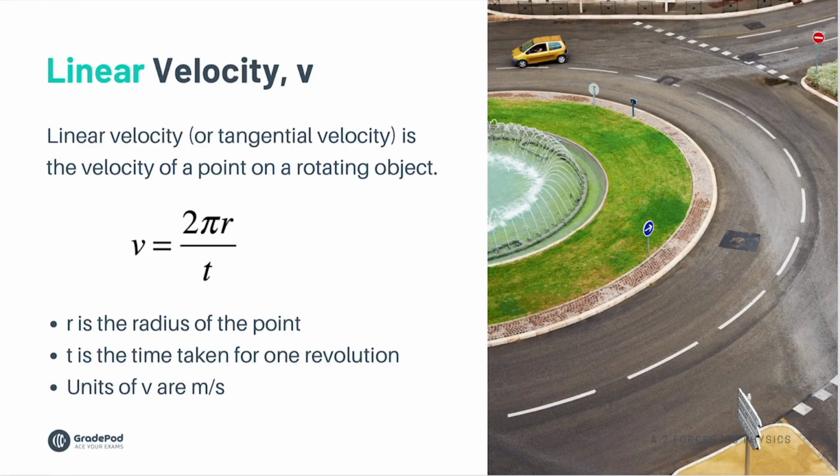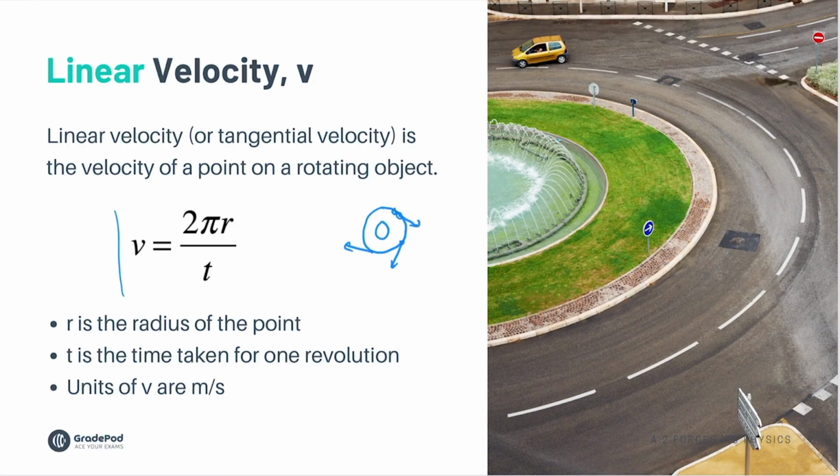Let's have a look at linear velocity. Let's have a think about how fast something is moving around a circle. Linear velocity, or tangential velocity, is the velocity of a point on a rotating object. So if we think about a satellite orbiting Earth like we had earlier, then the tangential velocity is this. Okay, that's a terrible diagram, but there we go.